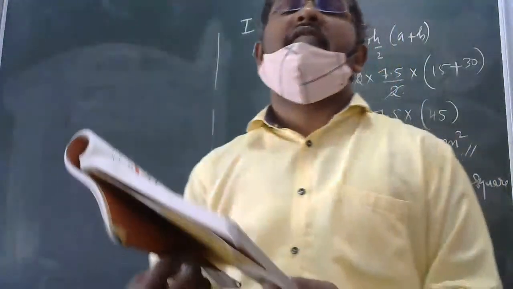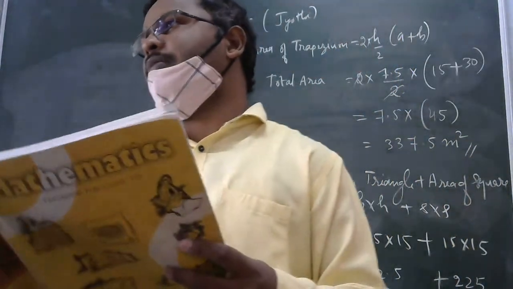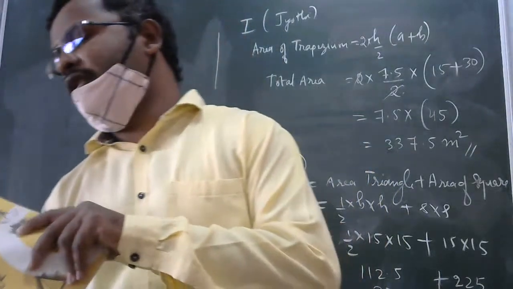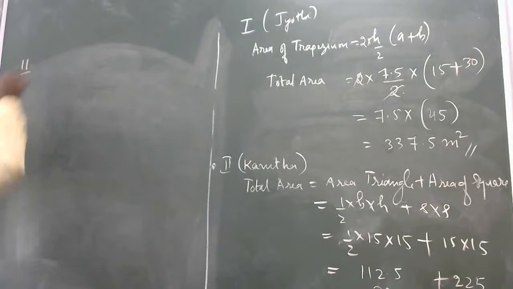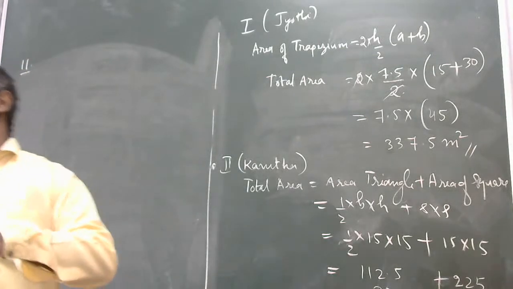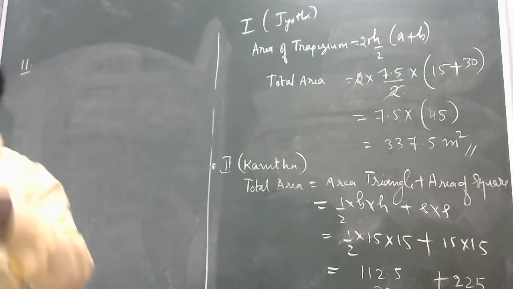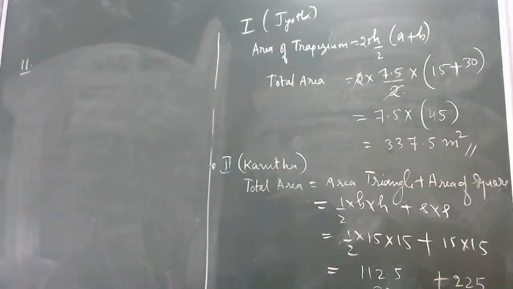Okay. Any other way of finding the area of the shape? You can think it over and find it later. So we'll go to the next question. Question number 11. Just 1 minute. Let me write this question. Afterwards, I'll come to you.